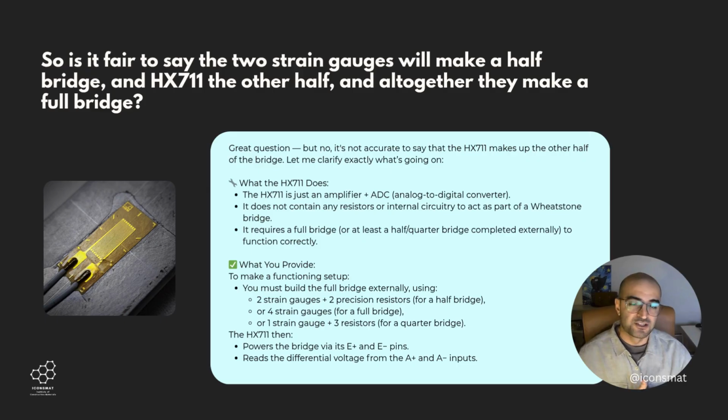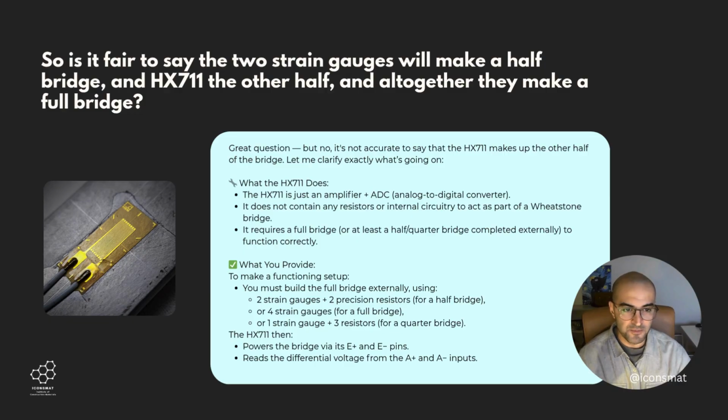Another typically asked question is, is it fair to say that the two strain gauges will make a half bridge and an HX711 the other half, and altogether they make a full bridge? And the answer is no, because it's not accurate to say that the HX711 makes up the other half of the bridge. What the HX711 or the amplifier does is that it just amplifies the signals that are received from this strain gauge. It does not contain any resistor or internal circuitry to act as part of a Wheatstone bridge. It requires a full bridge to function correctly.